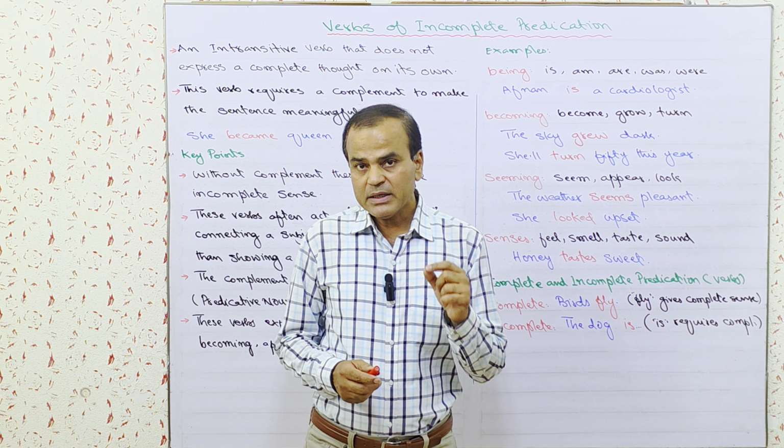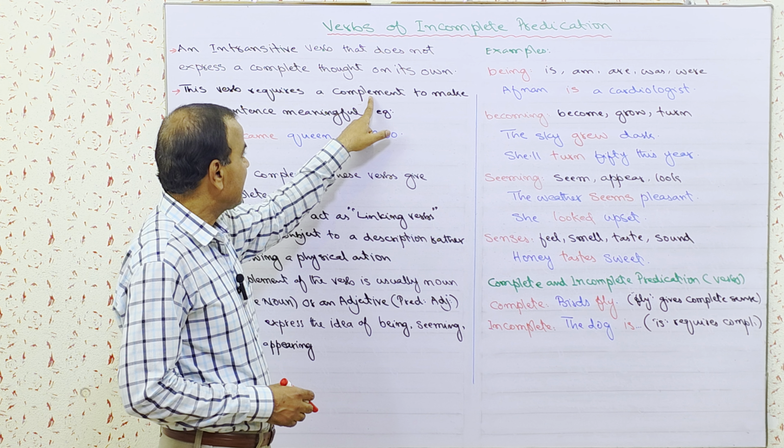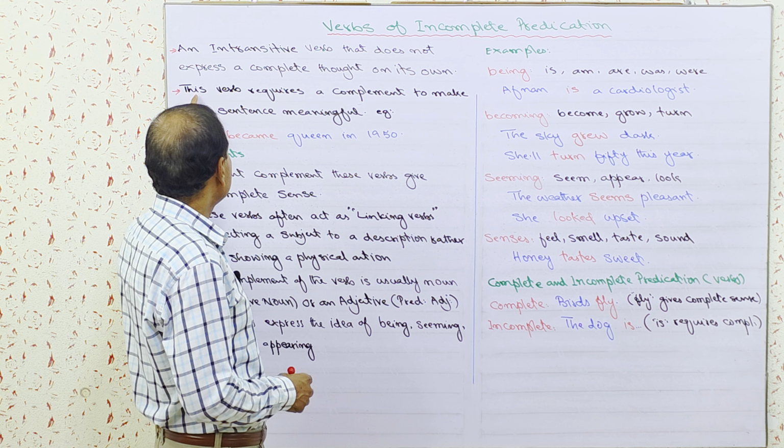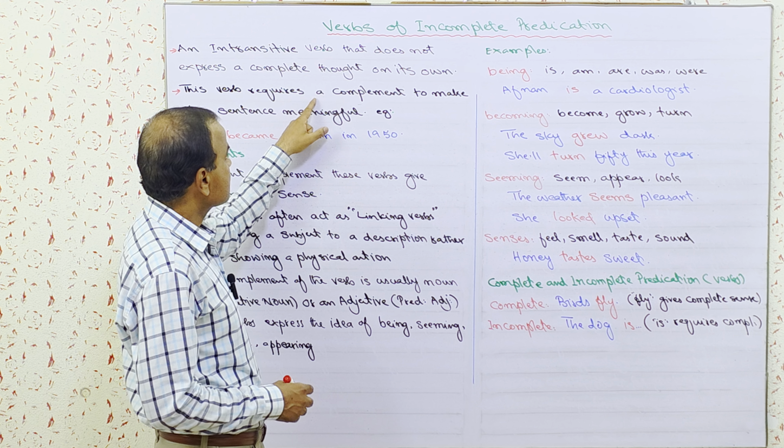But some intransitive verbs need some other words. Unless we put them, they give incomplete sense. So these types of verbs are called verbs of incomplete predication. That's why in point number 2 I have written that this verb requires a complement. The word complement comes from complete. Please look at the spelling, E. So this verb requires a complement to make the sentence meaningful.